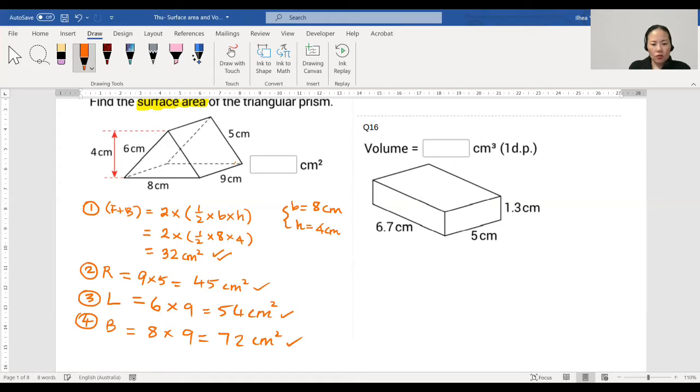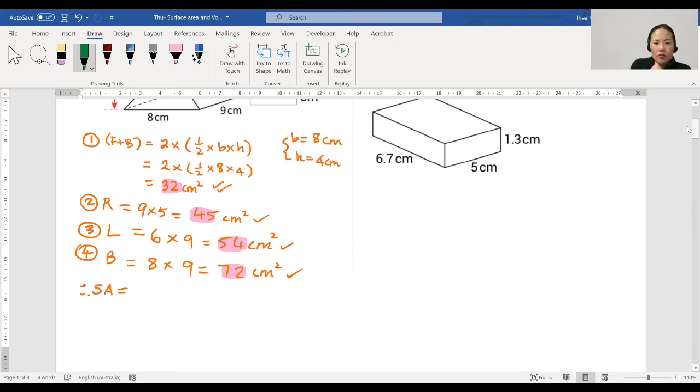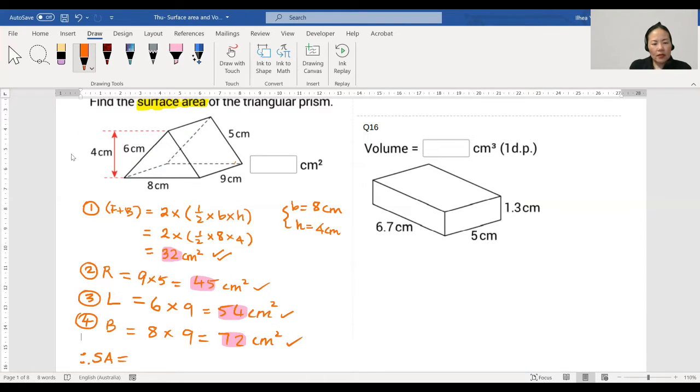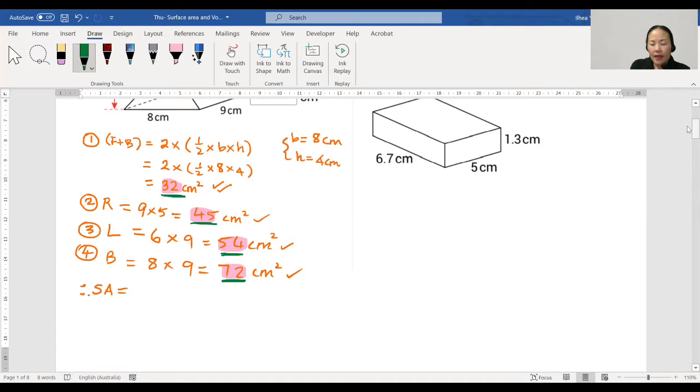So the total will be the surface area. All you have to do is add all these areas together. 32 plus 45 plus 54 plus 72. Who's got the answer? Kirsty. 203. Yes, that's it. 203 square centimeters. That is your answer.